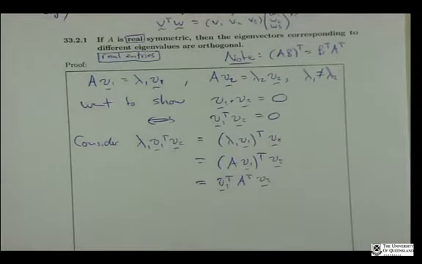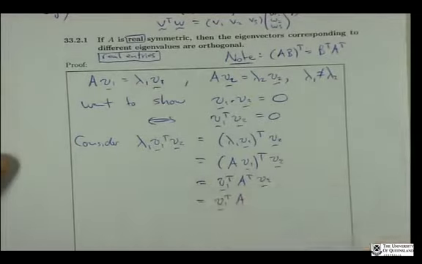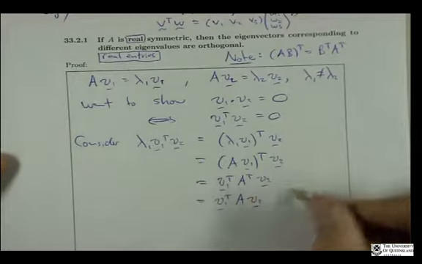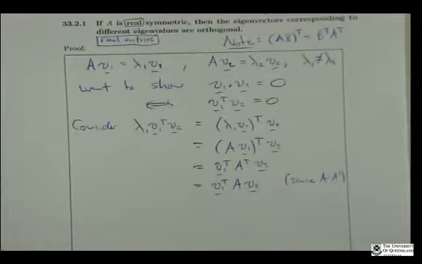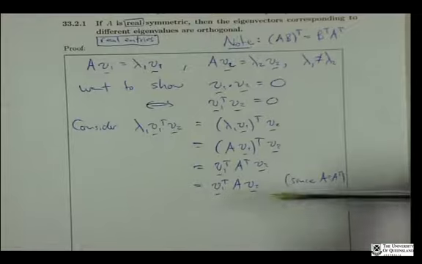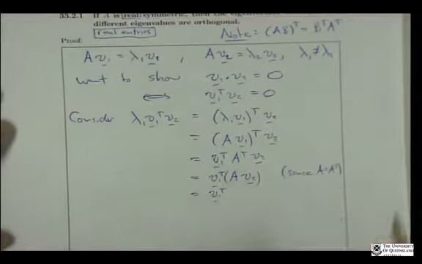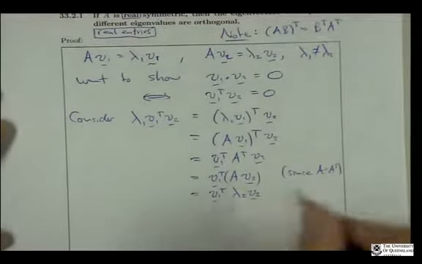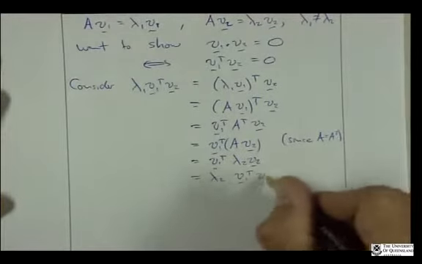But remember we're dealing with a symmetric matrix here. So A is a symmetric matrix, which means it's equal to its own transpose. So I can just replace A transpose with A, since A equals A transpose. And we also know that V2 is an eigenvector of A. So we've got A standing next to V2 on the left, which means I can replace this with lambda 2 V2. And this is just scalar multiplication, so that's lambda 2 multiplied by V1 transpose V2.